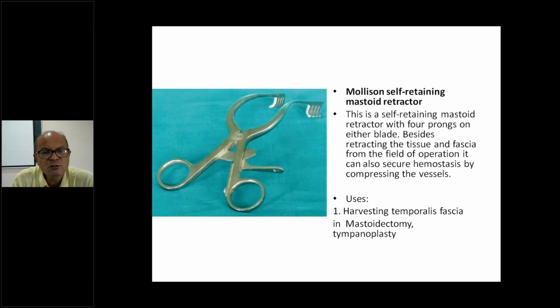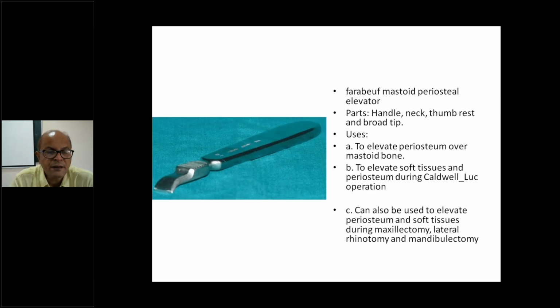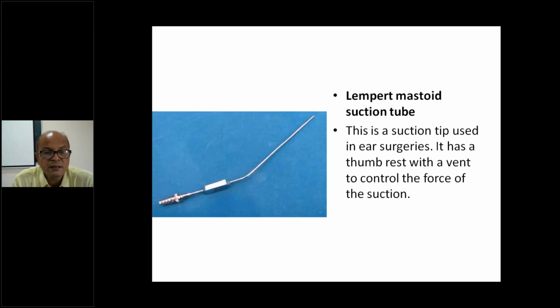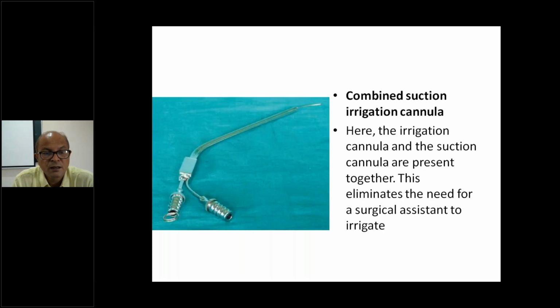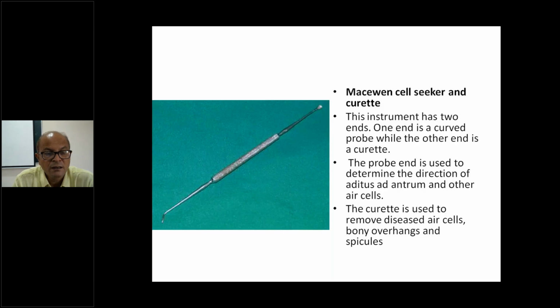Now these are the instruments. This is the Mollison retractor, just to show. This is the Farabeuf's periosteal elevator. This is a Lampert mastoid suction. And this is a combined suction irrigation cannula. Here you can see a McEwen cell seeker and a curette. The curette is here and the cell seeker is here.